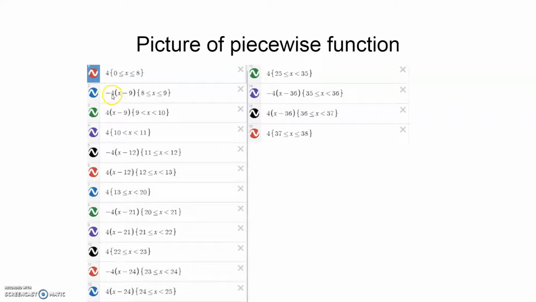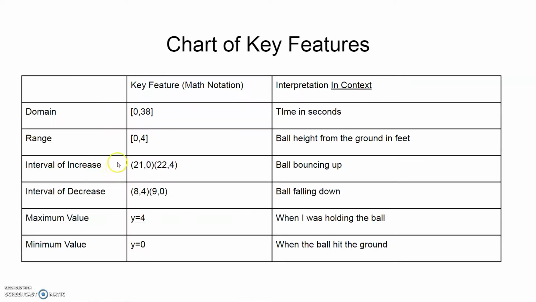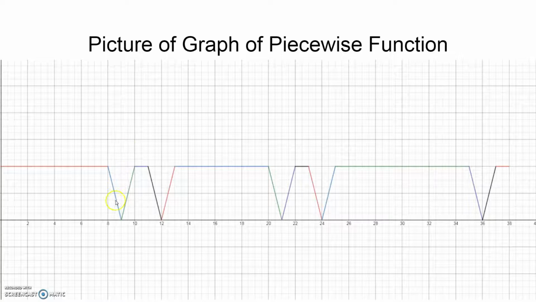So the first one was this one right here. I had a -4 slope right here, and then it bounces up. The bounce pass was really quick, so I had to make the slope very, very steep so I could have that quick movement.